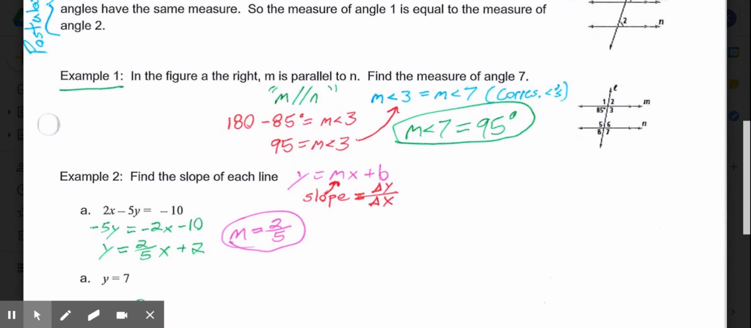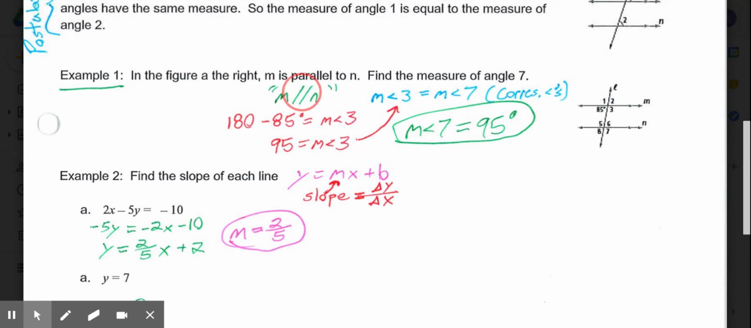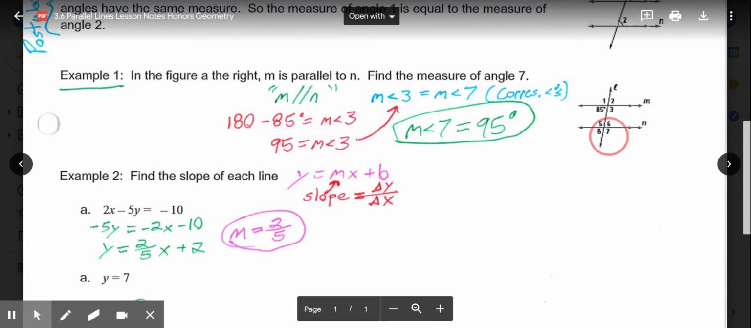So we can use that idea here in example 1. M parallel to N, and I italicize mine or slant them a little, but two vertical lines, or two vertical lines slightly slanted, is the symbol for parallel. So this would be M is parallel to N. They want us to find the measure of angle 7, down here in the bottom right. So we can use what we know to figure that out.